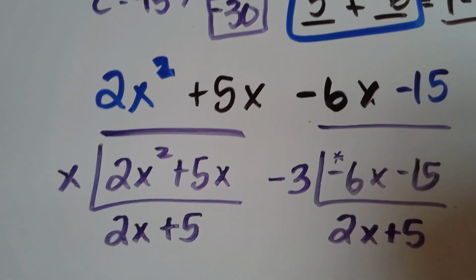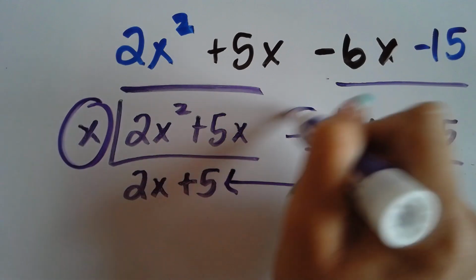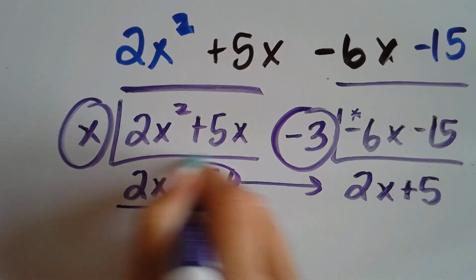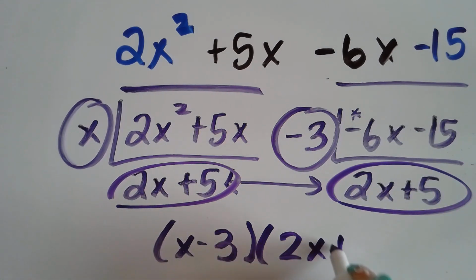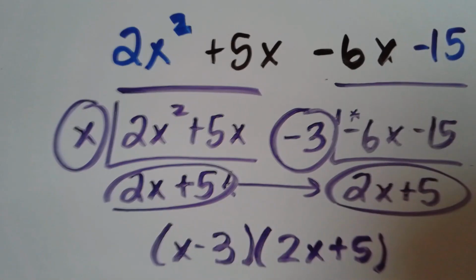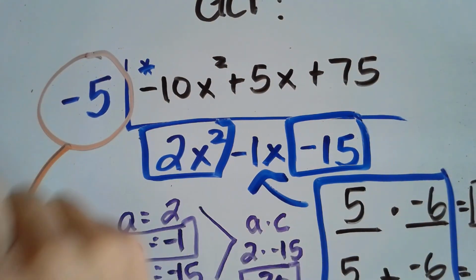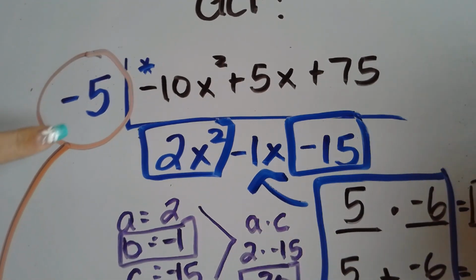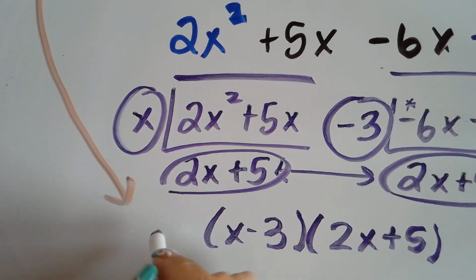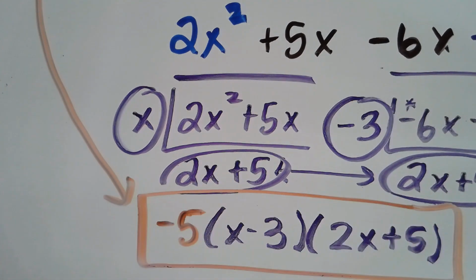So let's go ahead and get into our final answer. So we know that these two match, which is perfect. We're going to go ahead and take these two and combine them, and we're going to say x minus 3 times, and then we've got these two that are matching, 2x plus 5. Now, do not forget about our GCF that we pulled out up here. So make sure you are bringing this down, this negative 5, bring it down. Don't forget about it in our answer. So negative 5. And this is going to be your final answer.